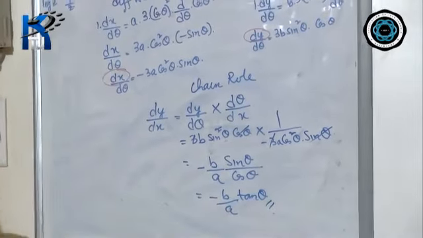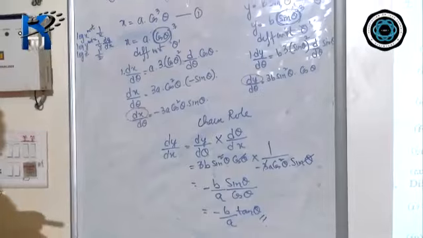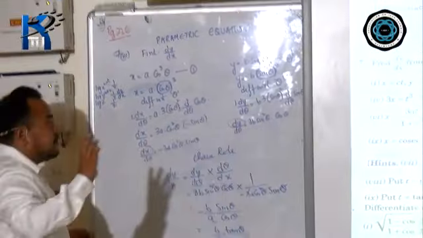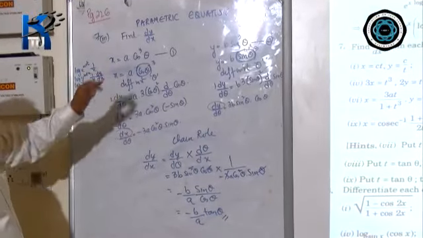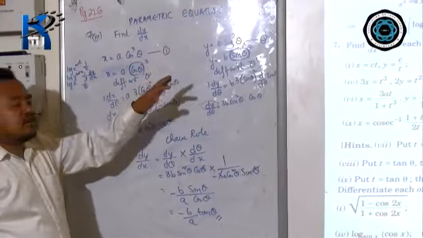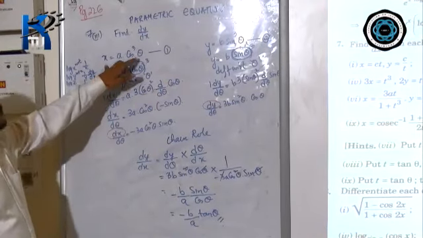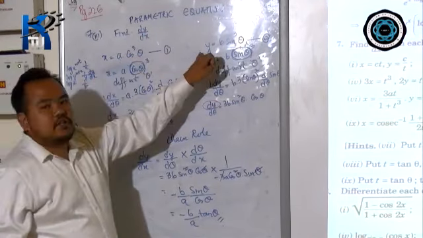So this is called a parametric equation. Let me revise this one more time. The main thing you need to know is that a parametric equation consists of two equations in which there are three variables. X is expressed in terms of theta and y is also expressed in terms of theta.